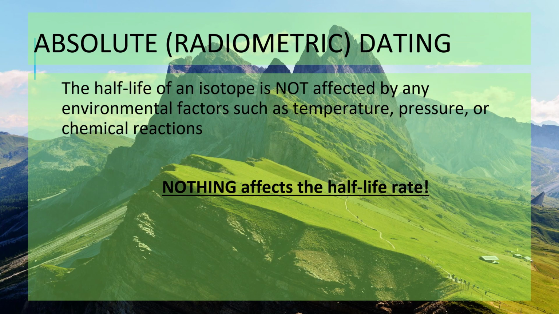Right. So this is why we can use radioactive dating to get our half-life, right? The half-life of an isotope is not affected by any environmental factors. So temperature, pressure, chemical reactions, none of those affect our half-life, all right? The radioactive decay takes place in the nucleus, all right? The nucleus does not like to be messed with, all right? So nothing other than the actual process of our radioactive decay is going to affect our half-life rate.